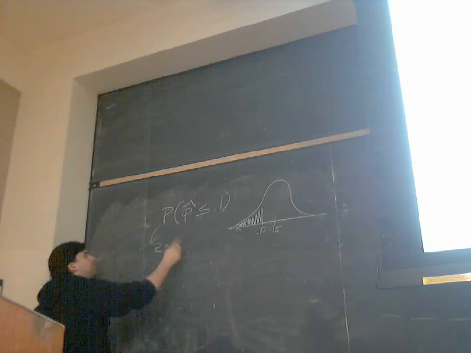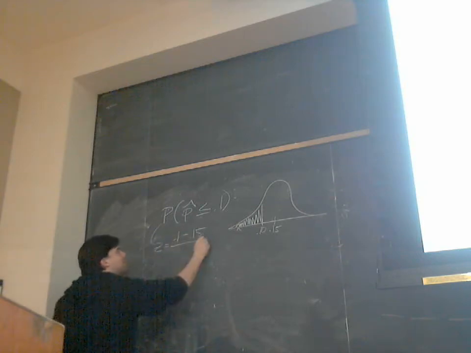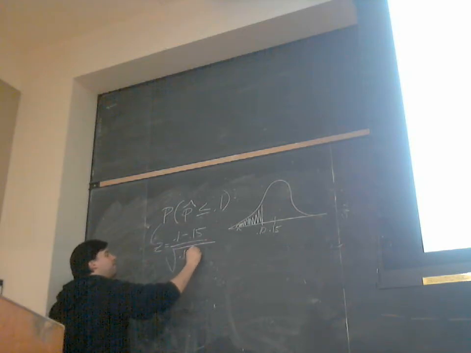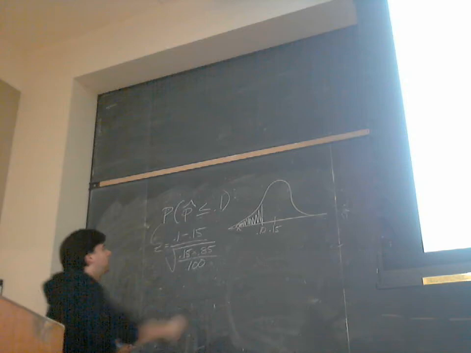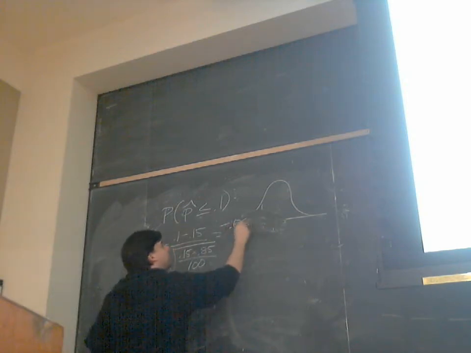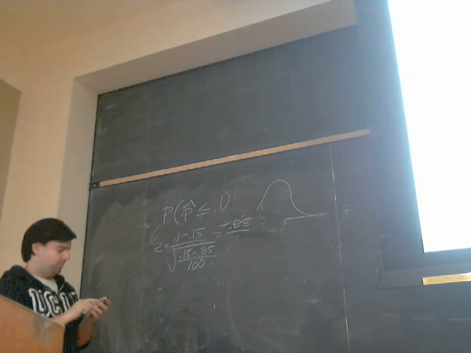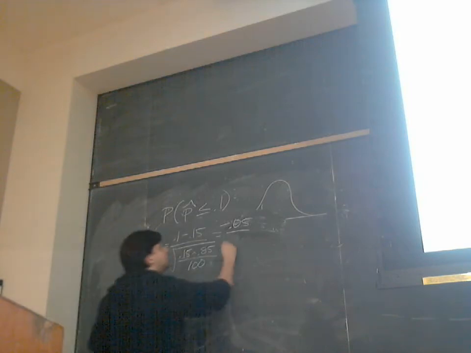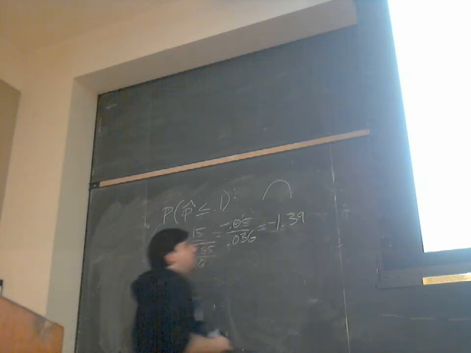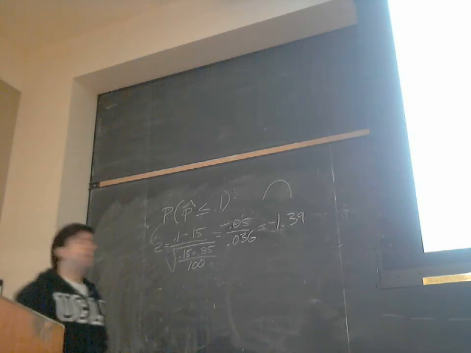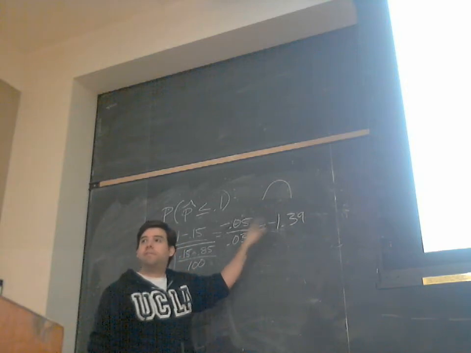So I go to the z-score. P hat minus p would be 0.1 minus 0.15, divided by the standard deviation: 0.15 times 1 minus p, which is 0.85, divided by my sample size. I have 100 songs in my sample. So let's find this z-score. Negative 0.05 divided by 0.036 gives us a z-score of negative 1.39. So it's telling me that this 10% that I'm computing the probability of is 1.39 standard deviations below the 15% that I expected.